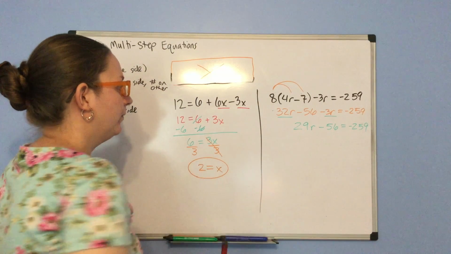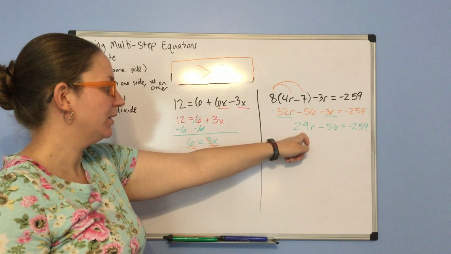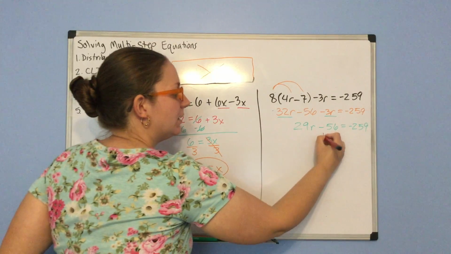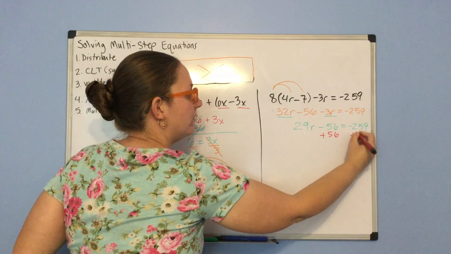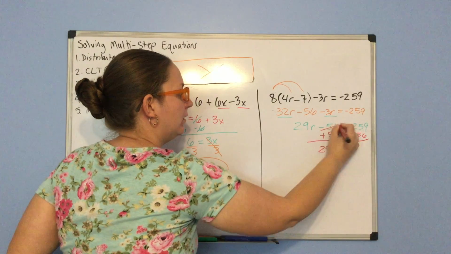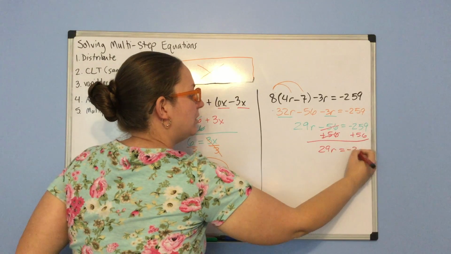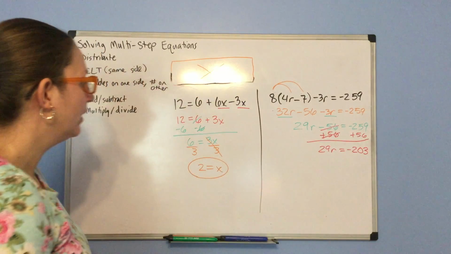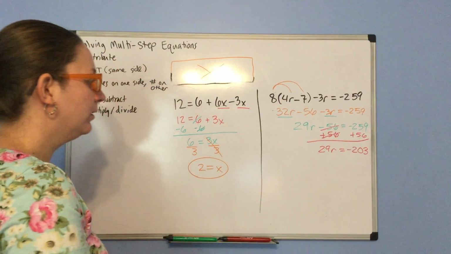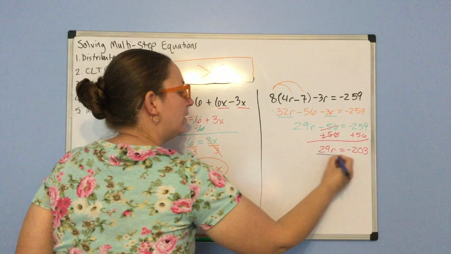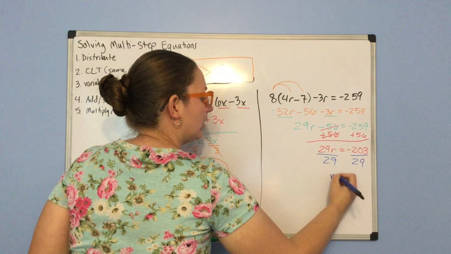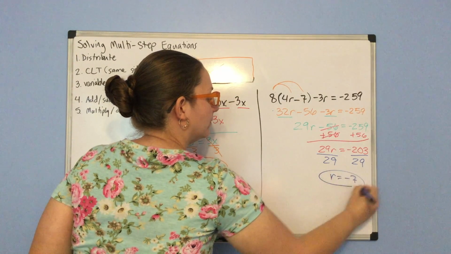Moving right along. My only variable term is on this side, which means all my numbers need to go to the other. To undo minus 56, I need to add 56 to both sides. I get 29r here. These cancel. Equals negative 203. And for my very last step, I need to get rid of that number in front of r. To undo multiplying by 29, I divide by 29. When you do that, you should get r equals negative 7.